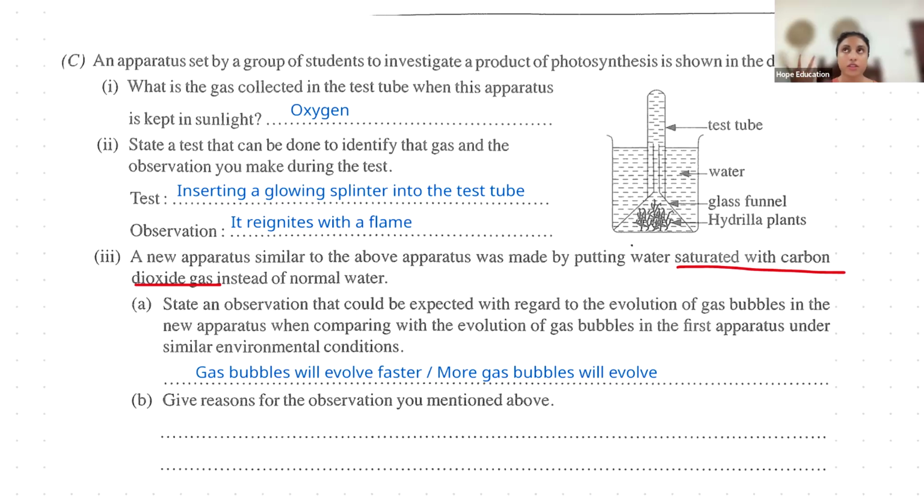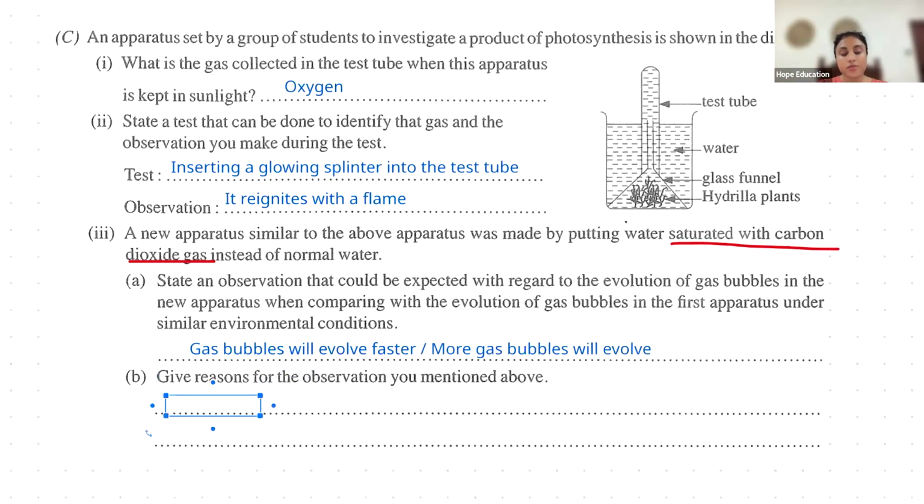Carbon dioxide වැඩි කියන්නේ photosynthesis වැඩි. ඒ නිසා oxygen gas එක වැඩියෙන් හැදෙනවා. ඒත් මෙතන observation. You can't write more oxygen gas will be produced, because when we see gas bubbles we don't know whether it's oxygen. Observation is we can see more gas bubbles. What is the reason?